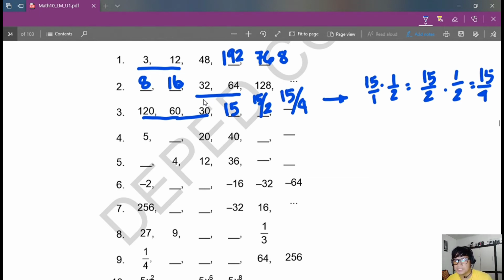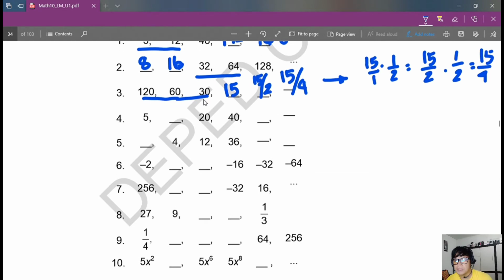Okay, let's proceed. Wala tayong makuha na information dito, so itong gamitin natin. So, 40 divided by 20 is 2. So, we'll multiply by 2. So, 5 times 2 is 10. 10 times 2 is 20. 20 times 2 is 40. 40 times 2 is 80. And 80 times 2 is 160. Okay, next.